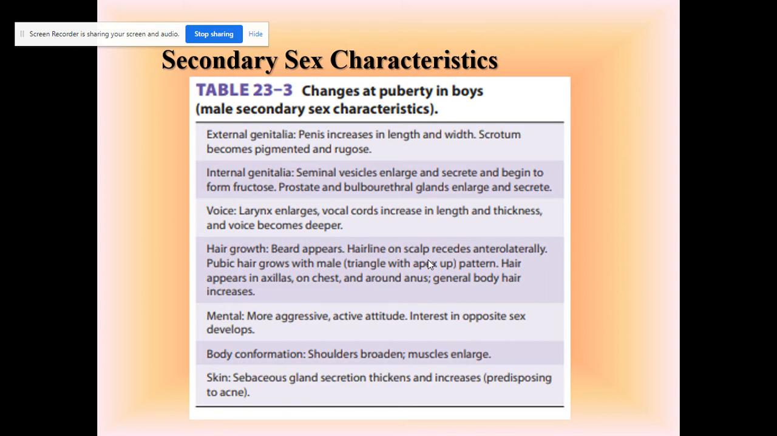So for the internal genitalia, we have seminal vesicles enlarged. The prostate and seminal vesicles enlarge, and the seminal vesicles begin to secrete fructose. So this is a sugar that appears to function as the main nutrition supply for the spermatozoa. The psychic effects of testosterone are difficult to define in humans, but in experimental animals, androgens provoke boisterous and aggressive play. So, for the other secondary sex characteristics like in boys, hair growth, body conformation, and the skin, you can just read them.